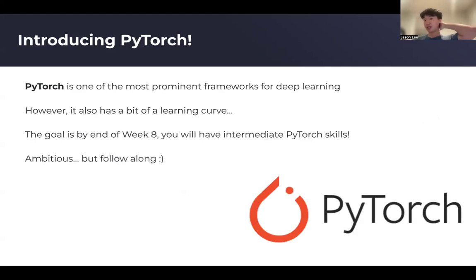And we're also going to be working a lot with PyTorch. And PyTorch is one of the most prominent frameworks for deep learning. There's also TensorFlow, and both are equally good. But for the context of this workshop, we're mostly going to be using PyTorch.